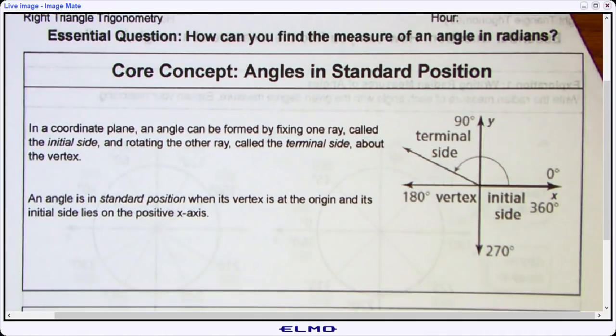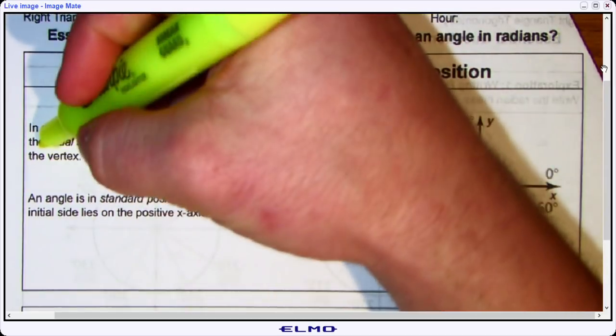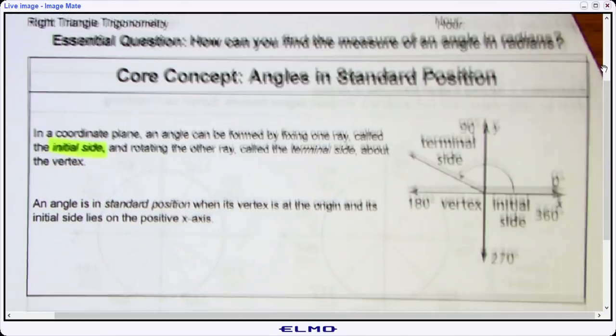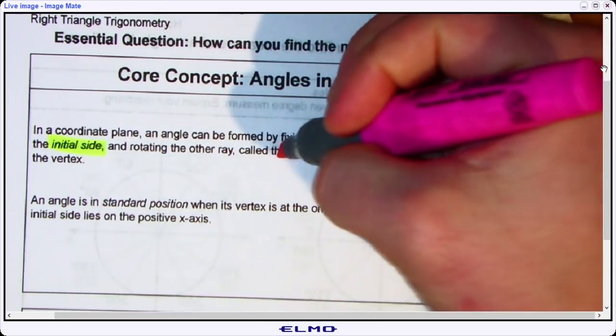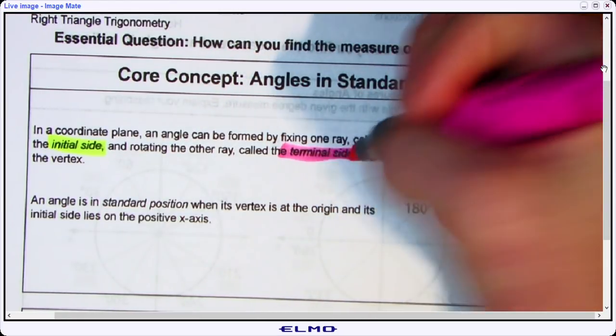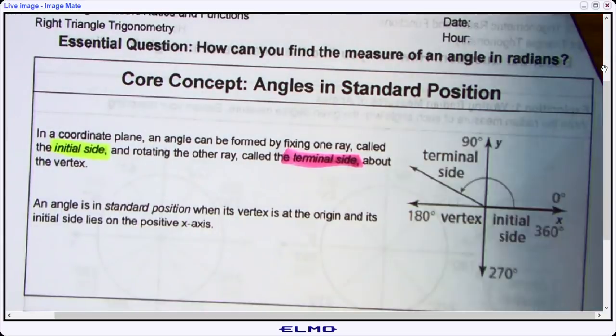Alright, so today we're going to be talking about angles and standard position. Well, what in the world does that mean? Well, let's see. It says in a coordinate plane, an angle can be formed by fixing one ray, called the initial side, and rotating the other ray, called the terminal side, about the vertex. So what's the vertex?